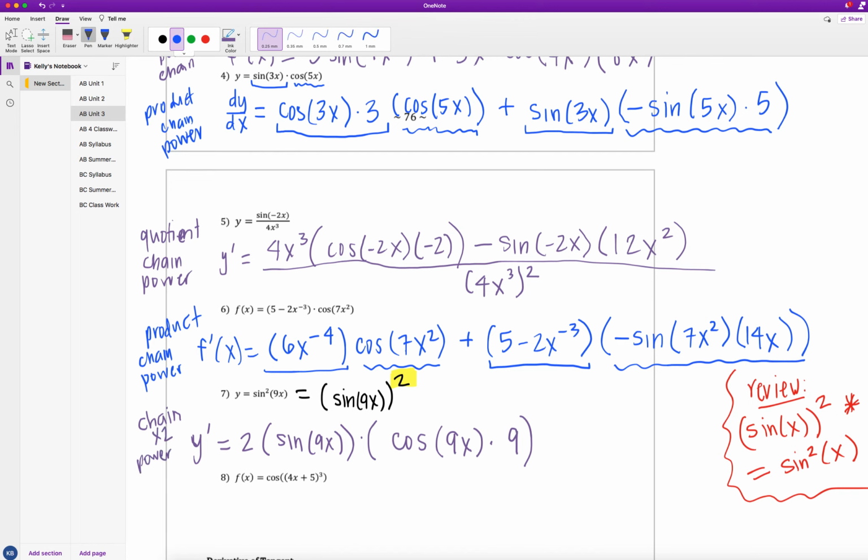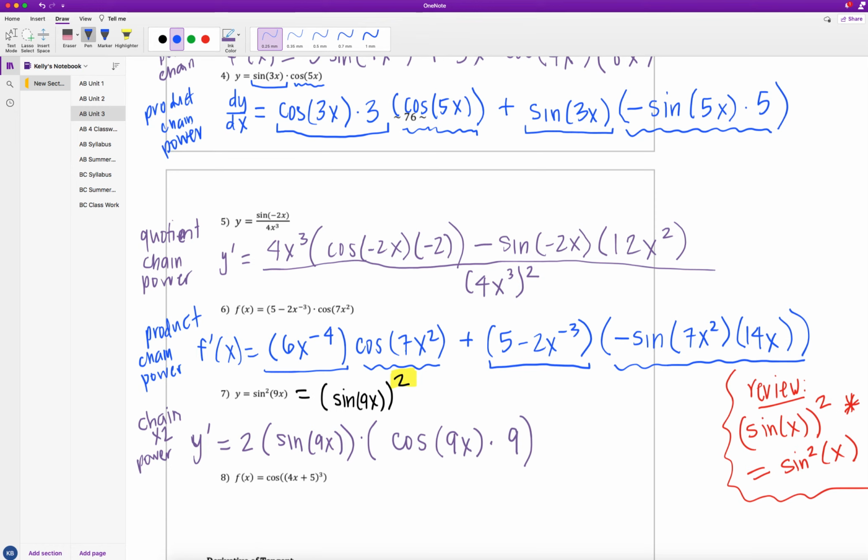Let's look at example 8. Example 8 says f of x equals cosine of (4x plus 5) to the third. So this one's different than example 7. The difference here is that the third power is only raising the 4x plus 5. It is not being applied to the cosine. In fact, it's actually inside the cosine. So what do you guys think here? What do you think is the outermost function? The cosine, the third power, or the 4x plus 5?